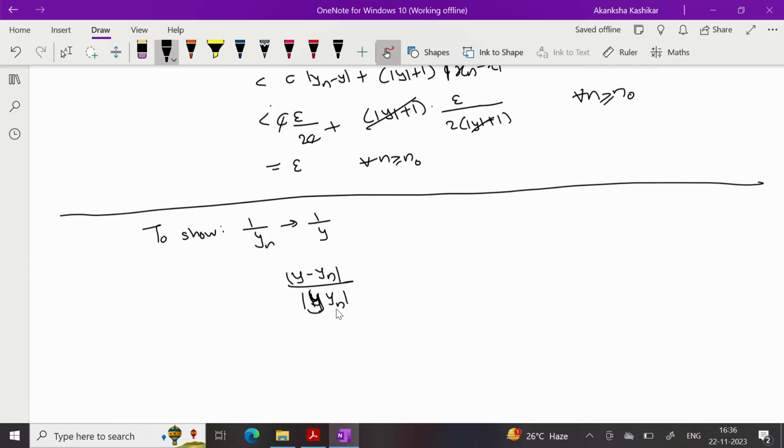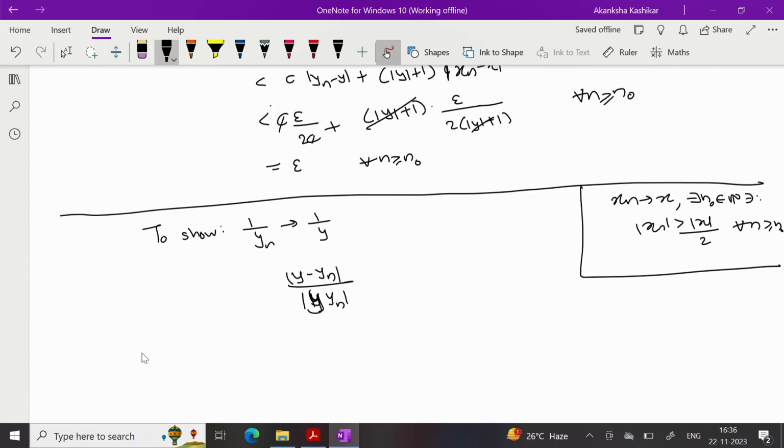Can I make the denominator large? Here is where we'll use the result that we proved yesterday. Yesterday we proved that if xn converges to x, then there exists n0 in N such that mod xn is greater than mod x by 2 for every n greater than or equal to n0. Okay, so we will use that result.